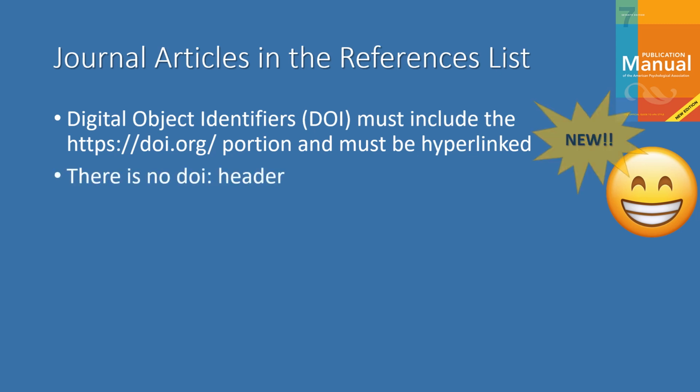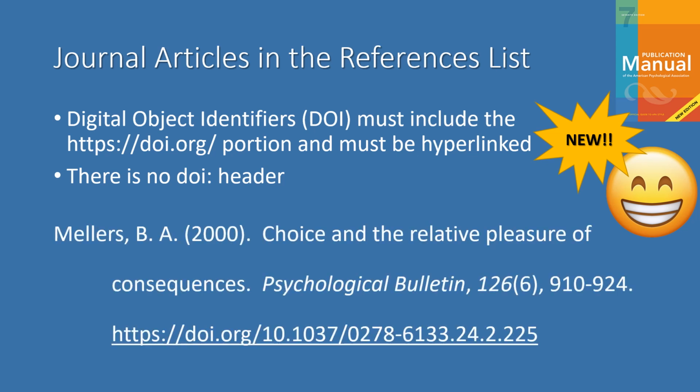And plus, we don't have to put DOI colon anymore. So this is what it would look like here, where it's underlined. Okay, this is what we would have to put for the DOI. And notice how it's hyperlinked so that it can be easily accessed. But everything else about how to put everything in APA style has not changed in the references list for journal articles.